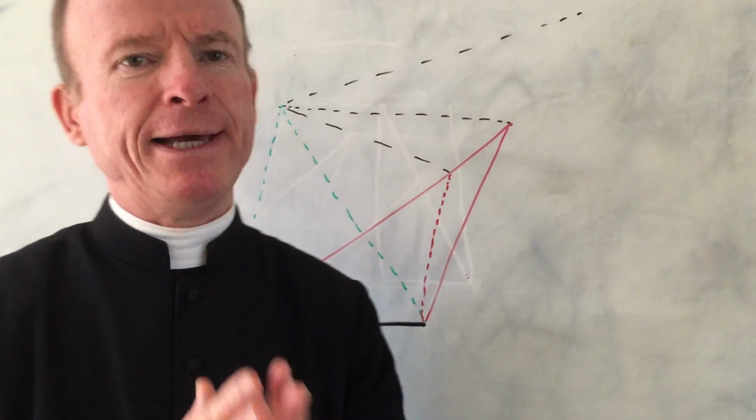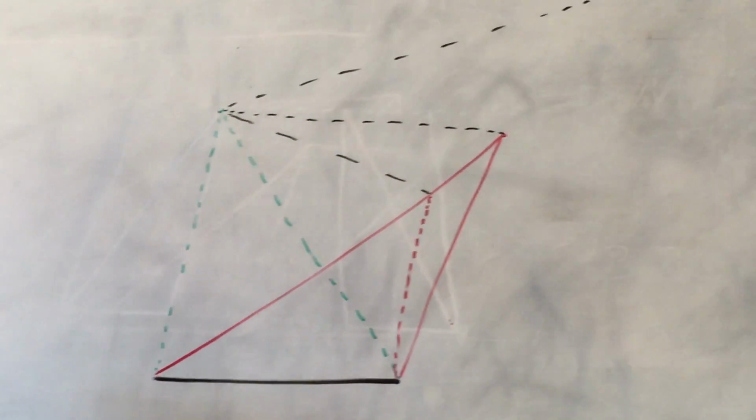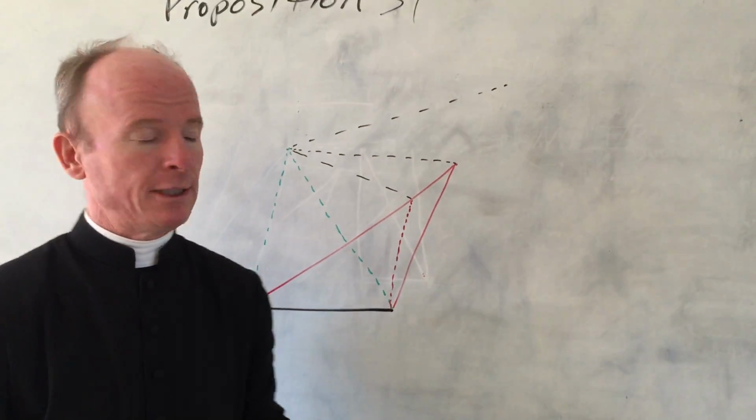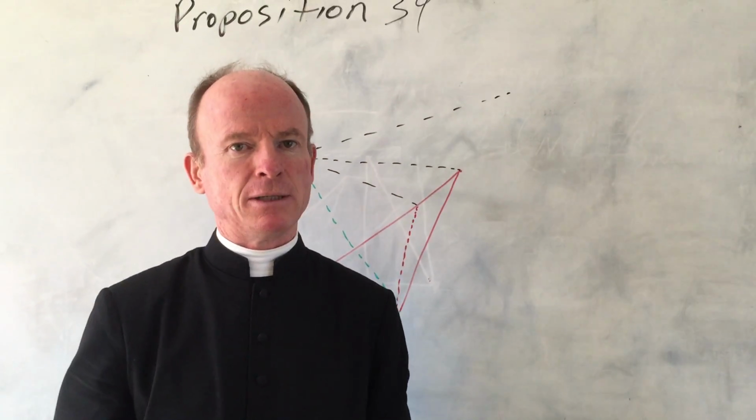Thus, we have shown that if you have two triangles on the same base and they're equal to each other and they're on the same side of that base, then they're necessarily in the same parallels.